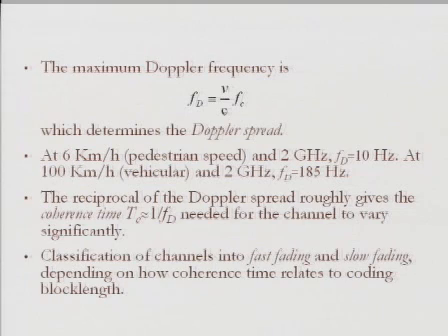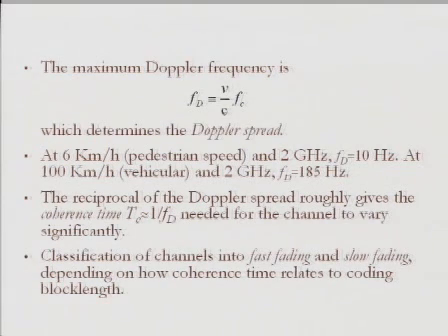Now, even though these Doppler shifts are very small, they're very important because it's reciprocal. It's giving us something called the coherence time, which is essentially the time over which the channel is going to remain more or less constant. So if we have, for example, a Doppler spread of 10 hertz, that means that the channel, in terms of fading, is going to be roughly constant for about 100 milliseconds, and then it's going to change. So this is a very important notion.